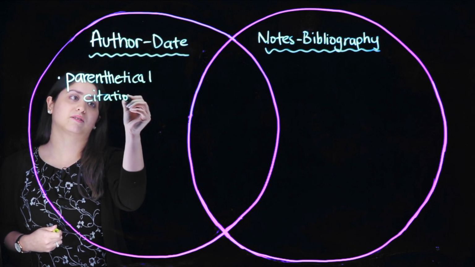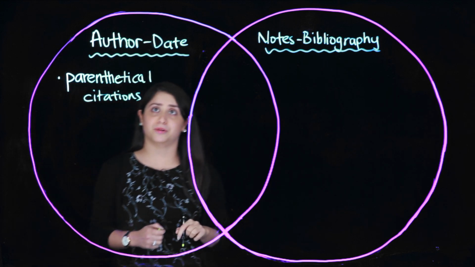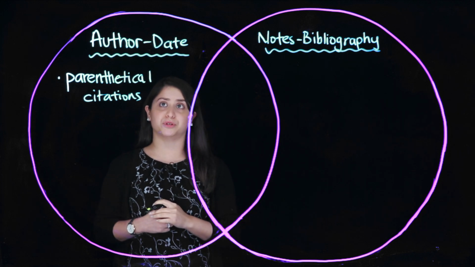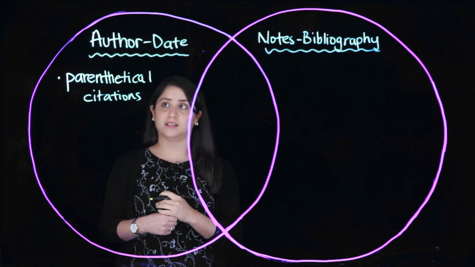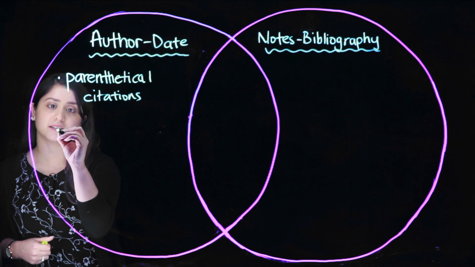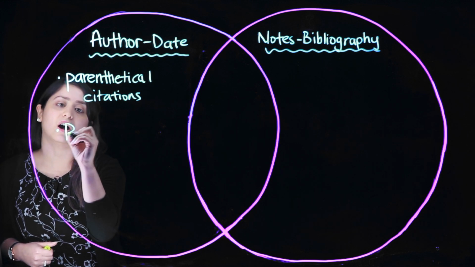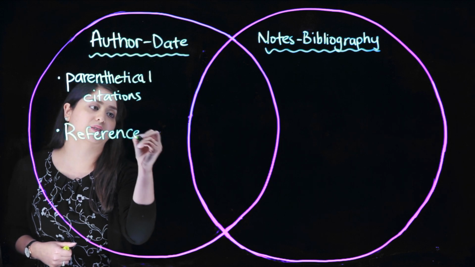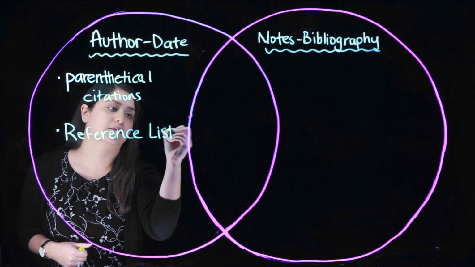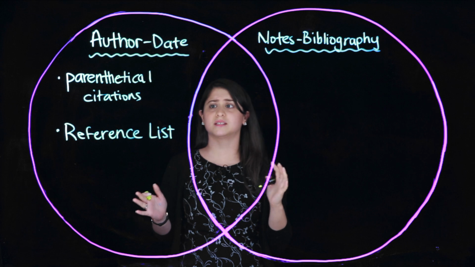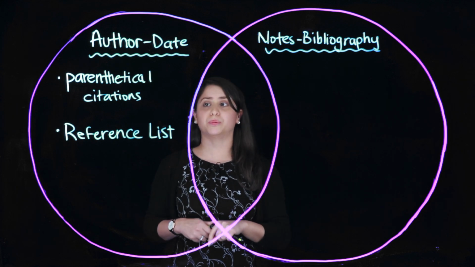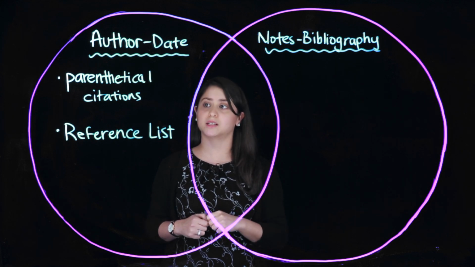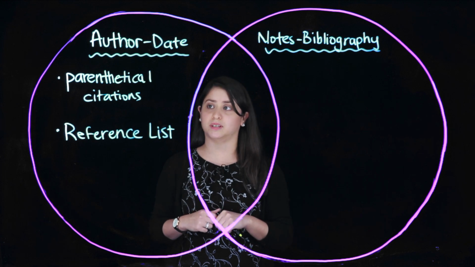And now parenthetical citations might ring a bell for you. It is similar to what we do in MLA and APA style. The second thing is author date has something that is named a reference list. Now this is also similar to what APA style requires, where you have a list of your sources.